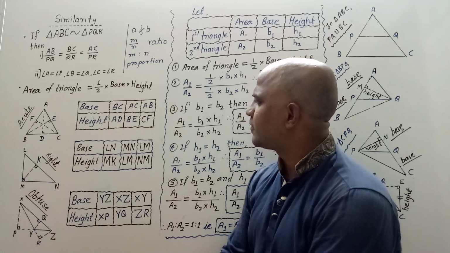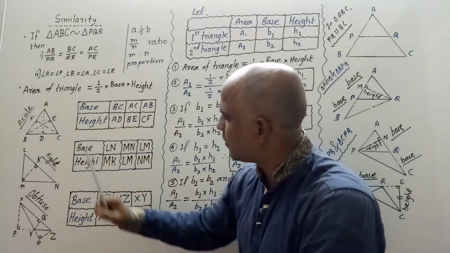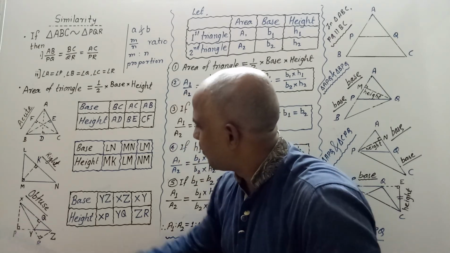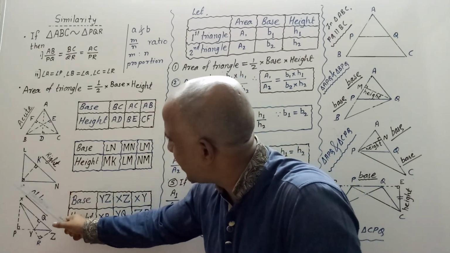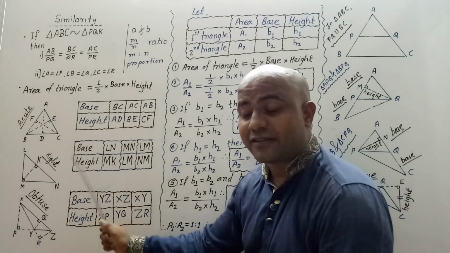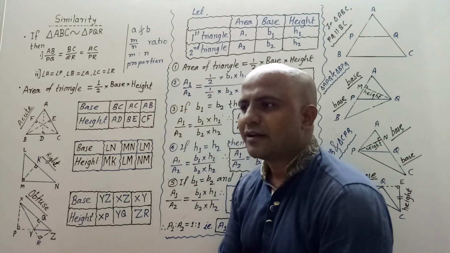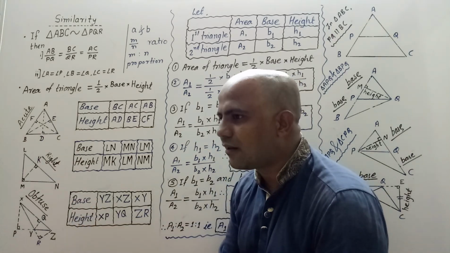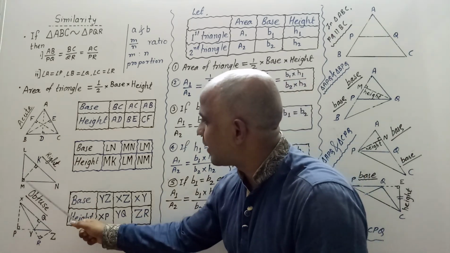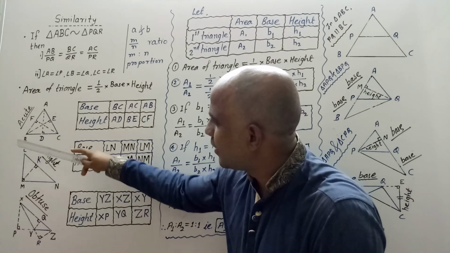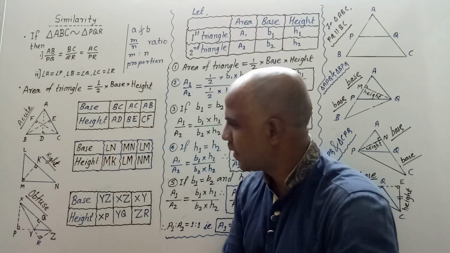Now we are going to discuss the second point, the second triangle. Look at this. What is the name of the triangle? LMN. LMN is the name of the triangle. In this, one angle is 90 degrees. That's why it is called a right angle triangle. And in the right angle triangle, the side opposite to 90 degrees is known as the hypotenuse.